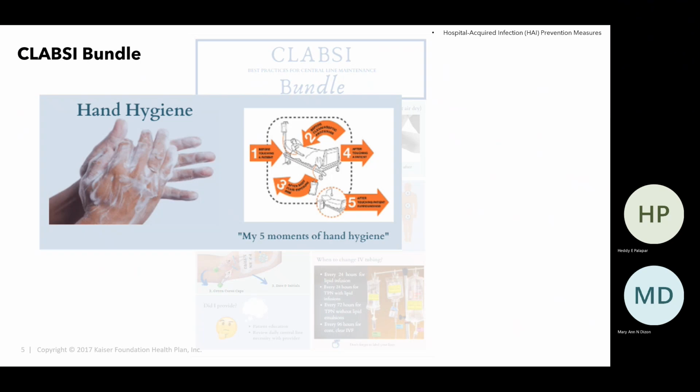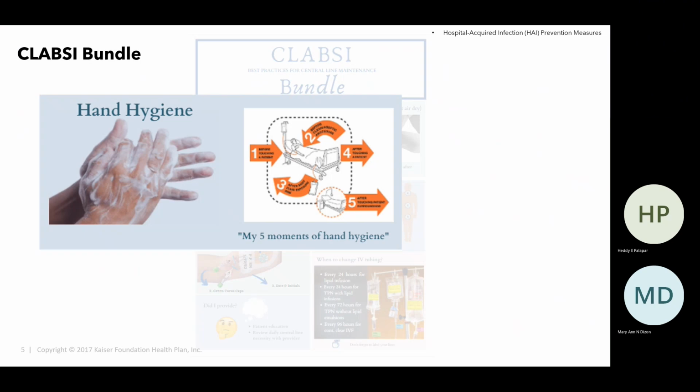The 5 moments of hand hygiene is an evidence-based approach to prevent hospital-acquired infections. The 5 moments include before touching the patient, before performing any clean or aseptic procedure, after exposure to bodily fluids or after a procedure that increases your risk of exposure to bodily fluids, and after touching the patient or the patient's surroundings.